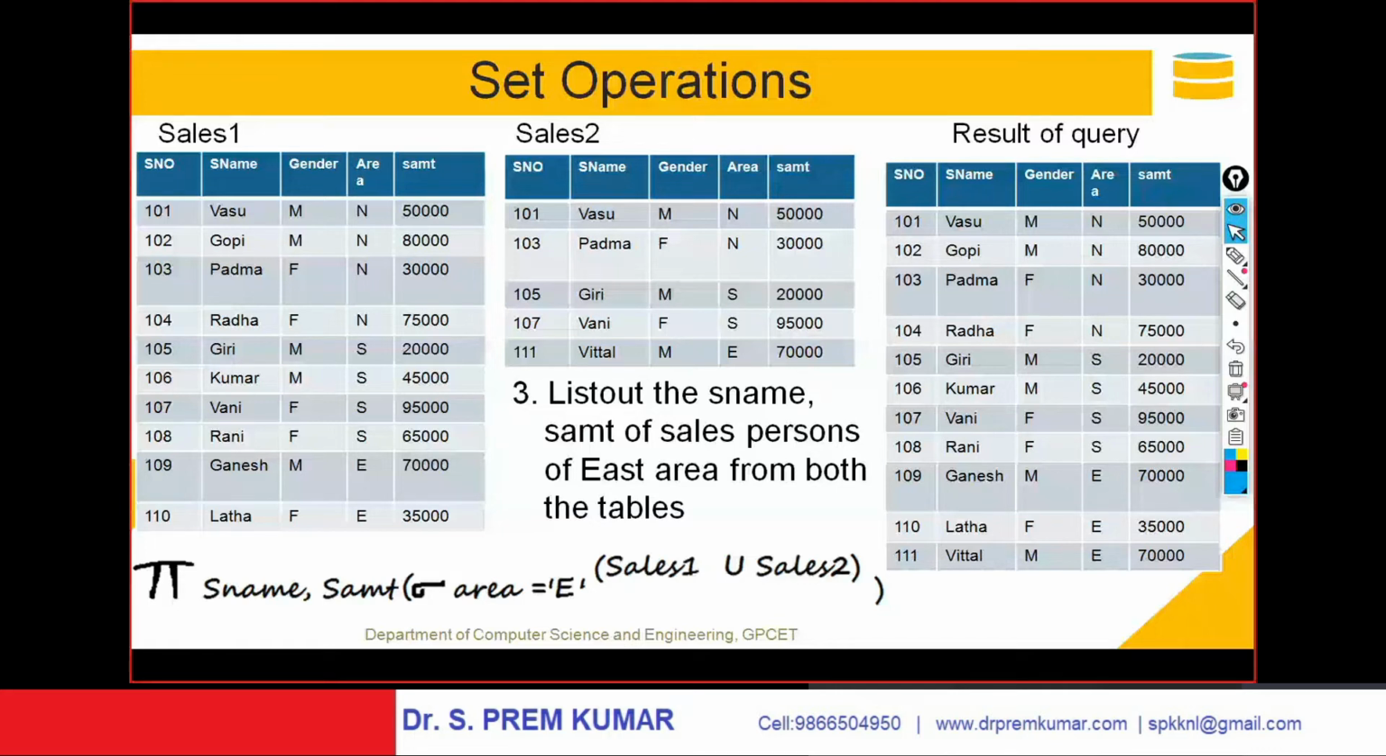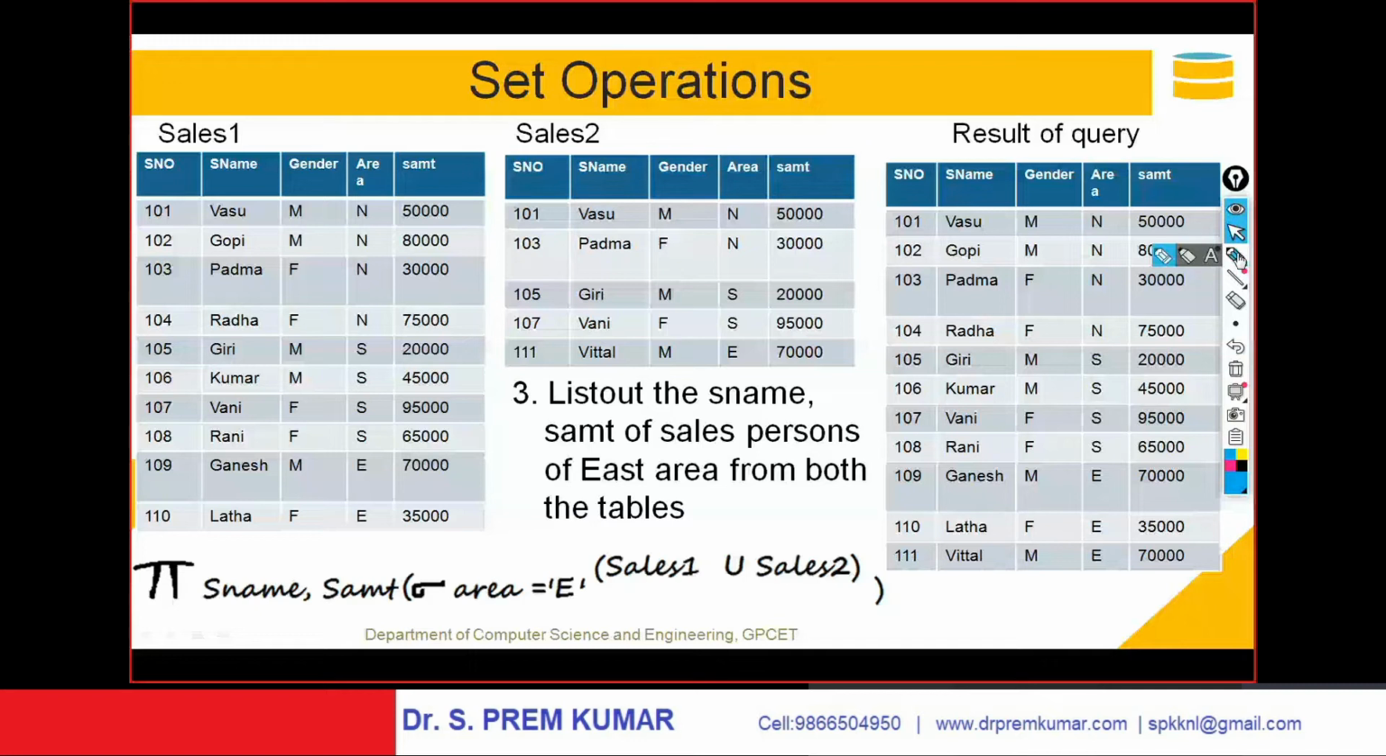You observe here I am saying S1 union S2. S1 union S2 means S1 and S2 both got clubbed. When I say union, duplicates are eliminated. From that clubbed form, I am selecting area equals East. I am picking up only area equals East and their names and sales amounts.